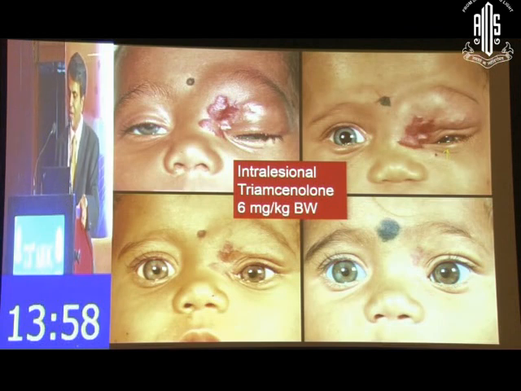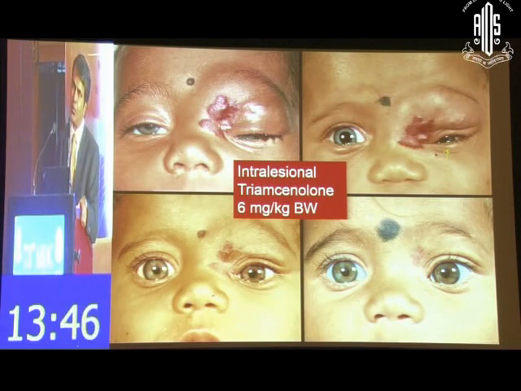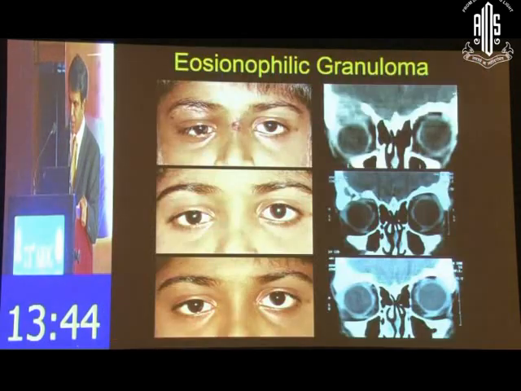But if you have a very high risk of amblyopia as in this child, it is best to give one single injection of intralesional triamcinolone in the dose that is specified, 6 mg per kg body weight. And whatever is residual, you can slowly control with oral propranolol, not resort to further intervention.